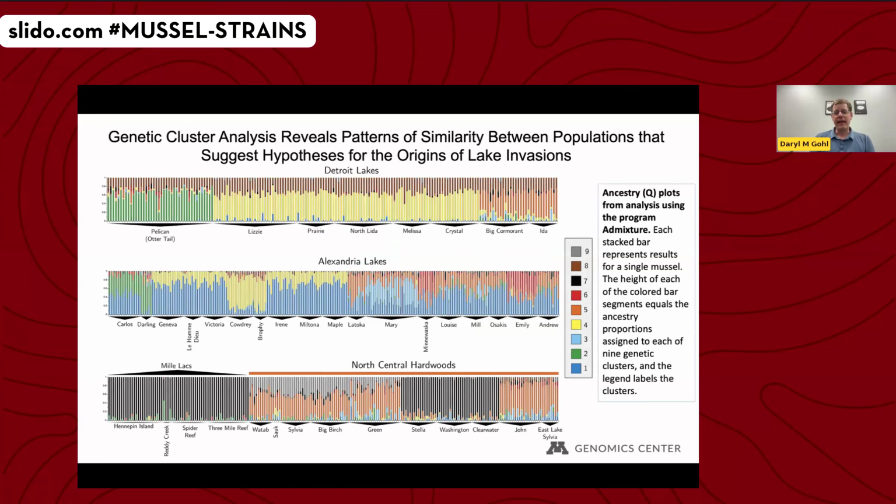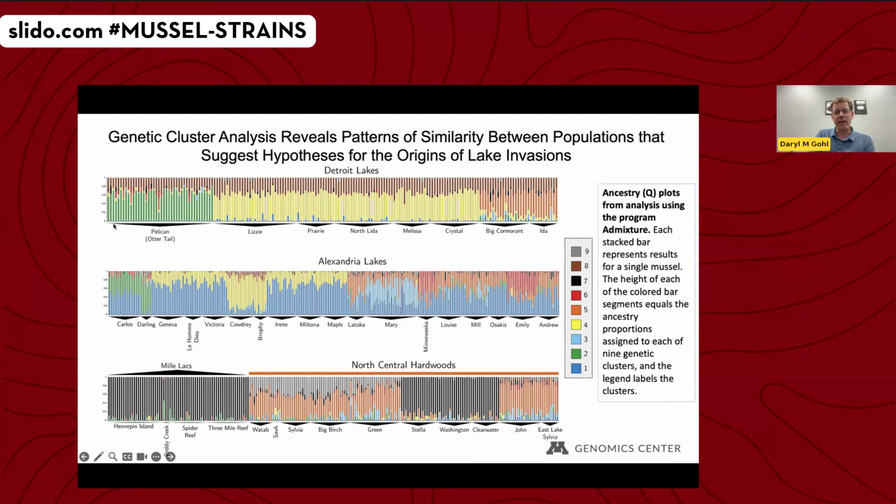So another way that we can reduce down those thousands of data points to something more manageable that we can visualize is through this admixture analysis. And so what I'm showing here are ancestry plots or Q plots that essentially define specific genetic clusters that are represented across large numbers of mussels and that kind of co-occur. And so each of these different colored bars in these plots represents one of these nine genetic clusters. And each column in these plots is an individual mussel.